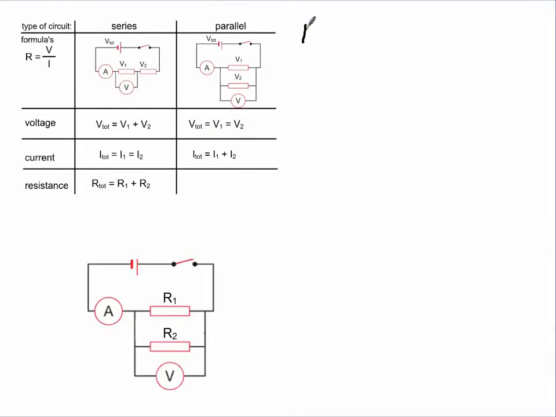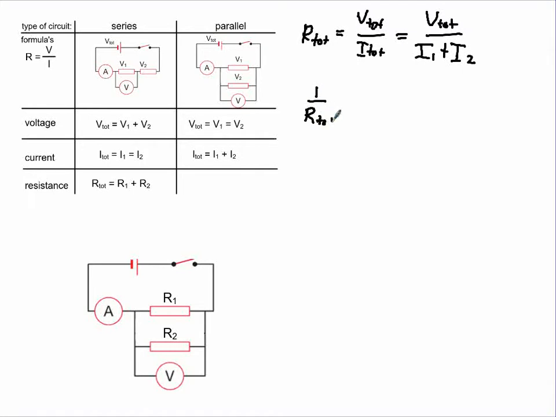What about parallel? Let's start with the same formula for the total resistance. V total divided by I total. Now what do we know about the total current? It's the sum of the two separate currents. Let's fill it in. V total divided by I1 plus I2. Now we can't separate this because the sum is in the denominator. But we can get it in the numerator by taking the reciprocal. So 1 divided by R total equals I1 plus I2 divided by the total voltage. And now we can separate it.